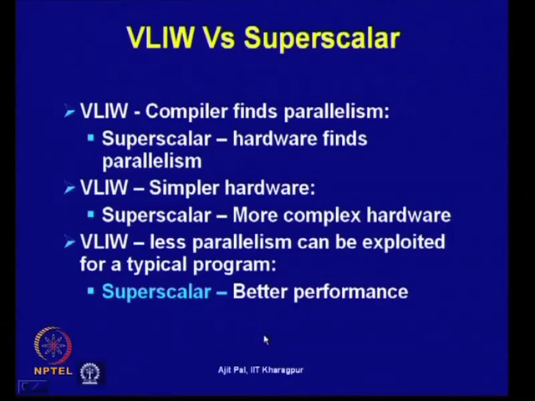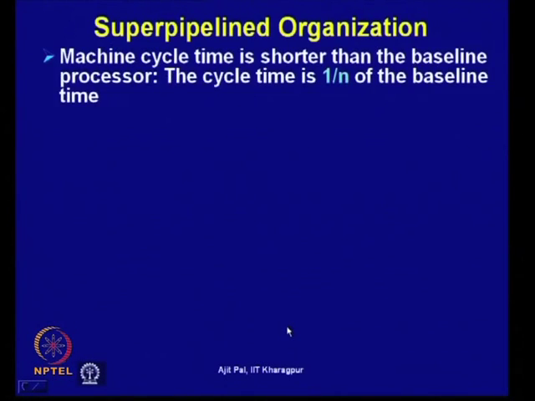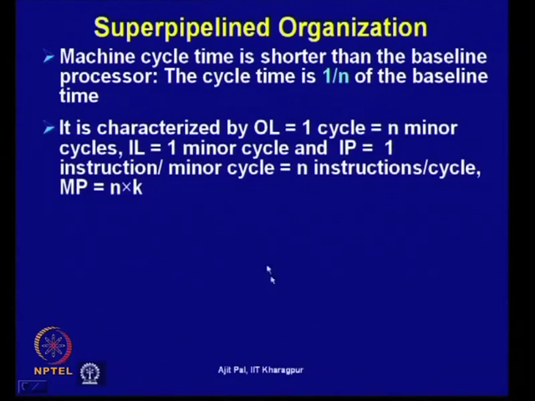Ideally, we have seen that for both cases the speed up is m, but in case of VLIW, a lesser number of fields of the VLIW instruction will be filled up. On the other hand, in a superscalar processor, more instructions will be executed in parallel, because the parallelism is extracted with the help of hardware. So, superscalar will give you better performance. Now, let us look at the superscalar organization. Machine cycle time is shorter than the baseline processor.